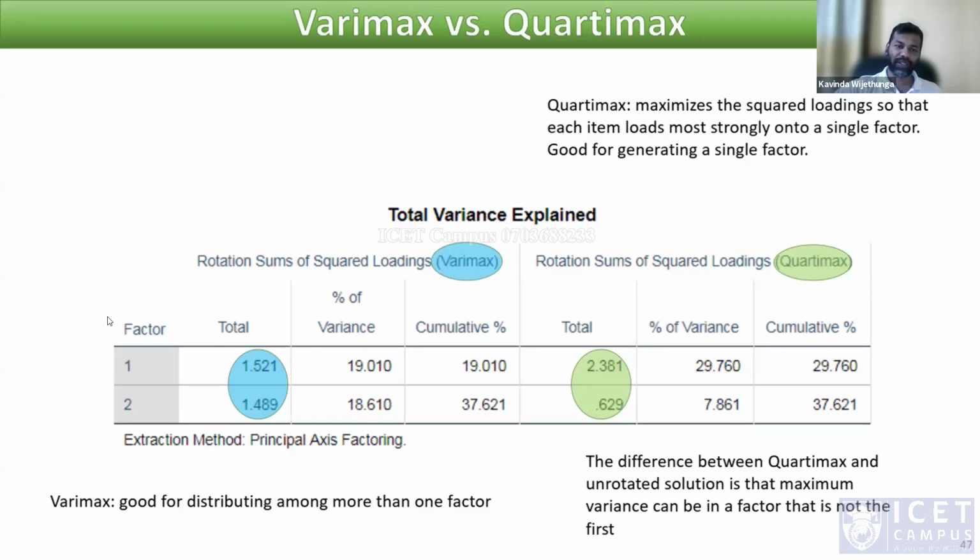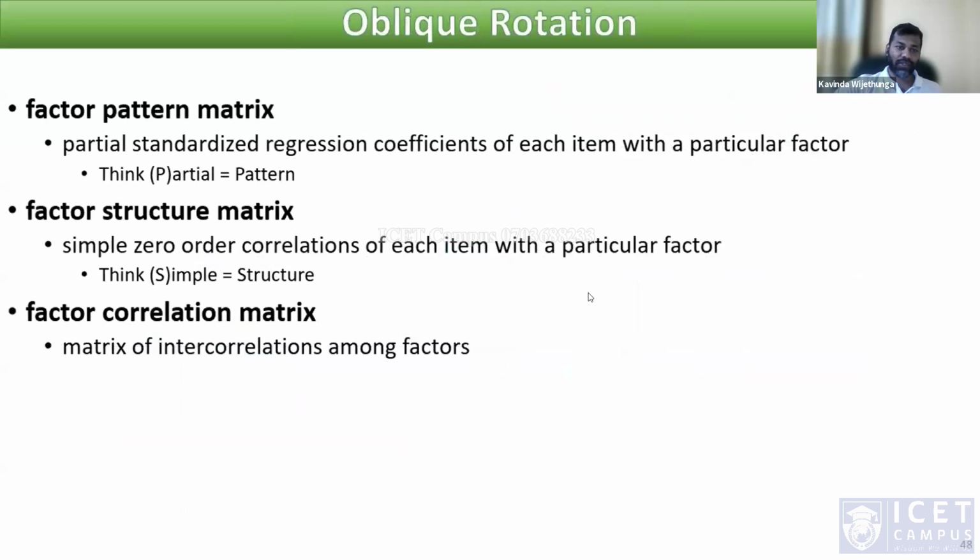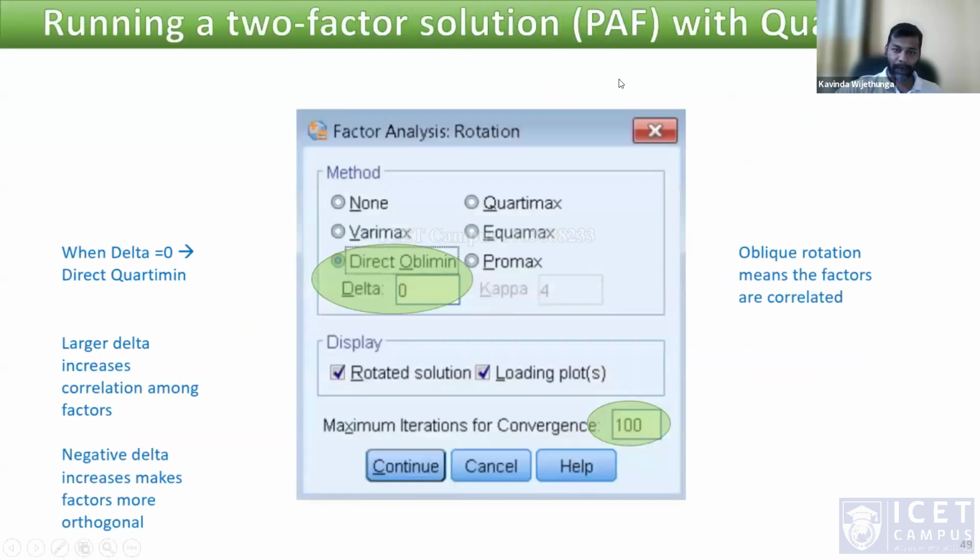yeah, then oblique rotation, so we'll use another rotation method. The factor pattern matrix gives the partial standardized regression coefficient of each item with a particular factor, right? And we can also see the factor structure matrix and the factor correlation matrix there. Right, so running the two-factor solution, principal axis factoring. Analyze, Dimension Reduction, Factor. Then we go to the rotation method, Direct Oblimin, and rotated solution. That's okay.